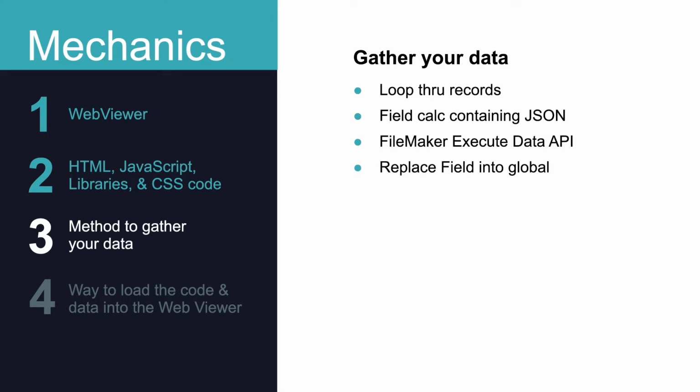Number three, you need a method to gather your data. So you could loop through the records and build up the JSON that you're going to pass to the code base that way. You could use field calculations right on, like say the company record or the contacts record. You could store that record's JSON there, and then you could gather it up maybe with a list function or some other way.